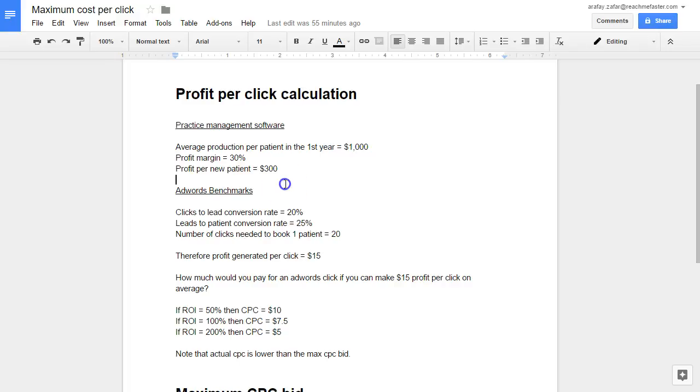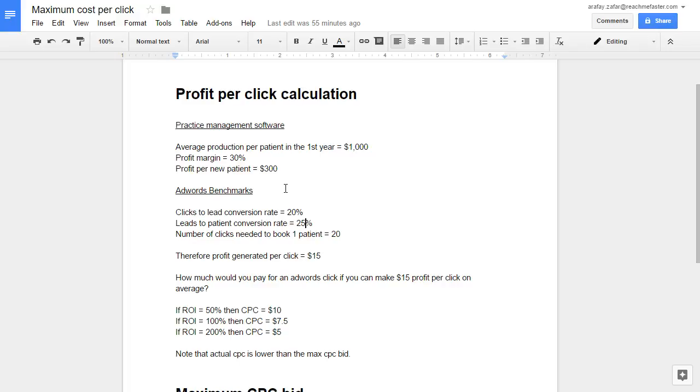The other part is the AdWords benchmarks that you can use, and this includes clicks to lead conversion. So how many clicks, or what percentage of clicks, are turned into calls. This is 20% in our experience. If the campaign is optimized correctly, you can get 20% of clicks to convert into calls or form submissions.